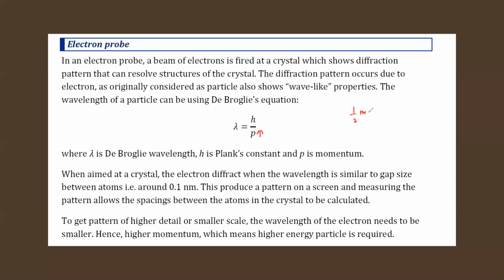We know kinetic energy equals voltage times charge. So if we apply a greater voltage, mass will not change, but the speed of the electron will change. As the speed changes, the momentum will change. An increase in momentum will lower the wavelength. So we can have a more detailed image of the lattice.